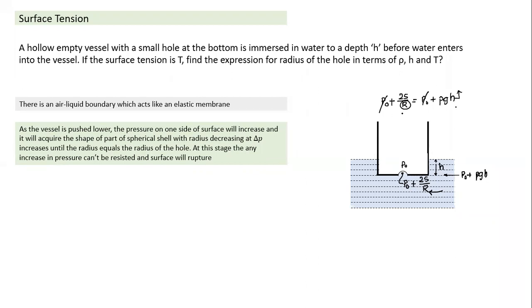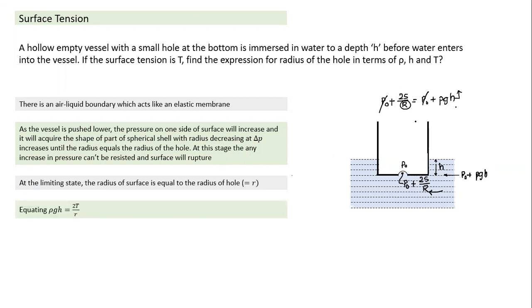When H is maximum, R is minimum. What is the equation I would have written for H maximum, R to be minimum? The equation would have written here: limiting state, radius of the surface is equal to radius of the hole. I substitute small r, I get the maximum H here. Rho g h is equal to 2T by r. That's the equation. Again, you notice here only one surface, only one boundary, not 4T by R. One side liquid and air. There are no two boundaries.